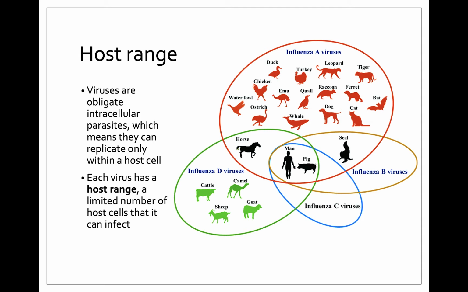Most host ranges are very small, so a lot of viruses have only one species of host that they can infect. Influenza is an example of one that actually has a larger host range, and the different strains of influenza are going to infect different hosts. You can see influenza A, B, C, D in the picture. And in the center, you can see men and pigs, which are susceptible to all 4 different strains.